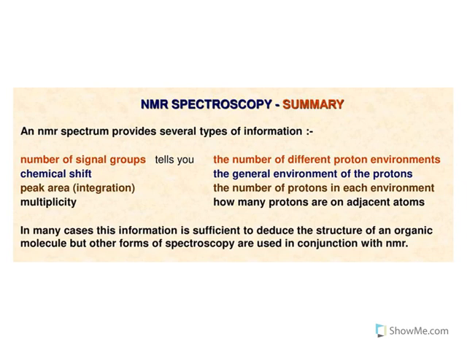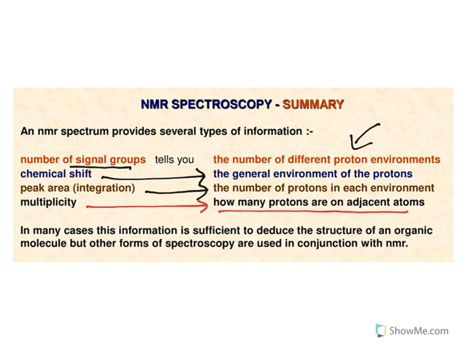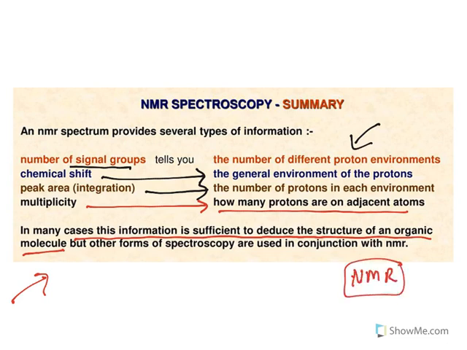Now, let us get into the summary. When you see this NMR summary, the number of signals is correlated with the number of different kinds of protons. The chemical shift will tell you the general environment of the protons. The peak area will tell you the number of protons in each environment, and the peak multiplicity is given by how many protons are on adjacent atoms. So this is the interpretation of NMR. In many cases, this information is sufficient to deduce the structure of an organic molecule. The powerfulness of NMR is that the majority of chemical structures can be confirmed by using NMR spectra.